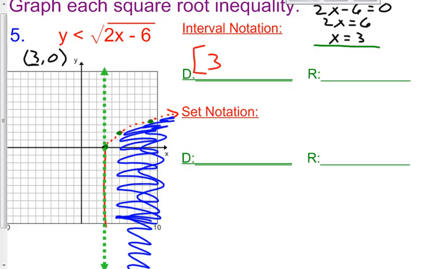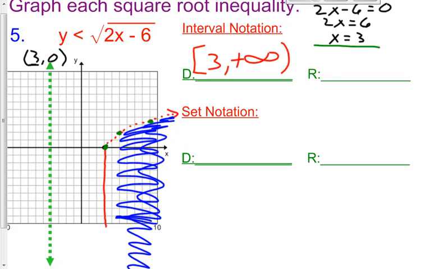Now how far to the right do I go? This red dotted line continues to go forever to the right. So I go from 3 to positive infinity. Infinity always has a parenthesis behind it. So my set notation would be x such that x is everything that is greater than or equal to positive 3. It's everything to the right of 3, so it's greater than or equal to 3.